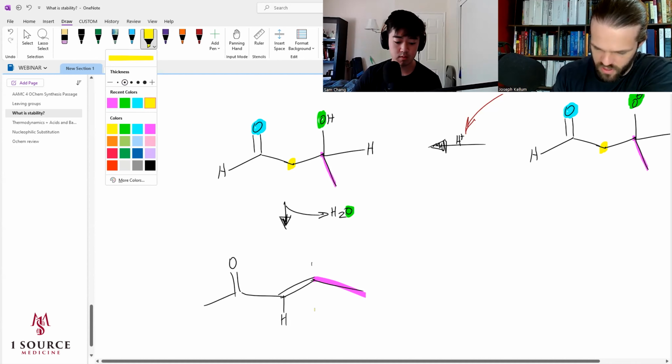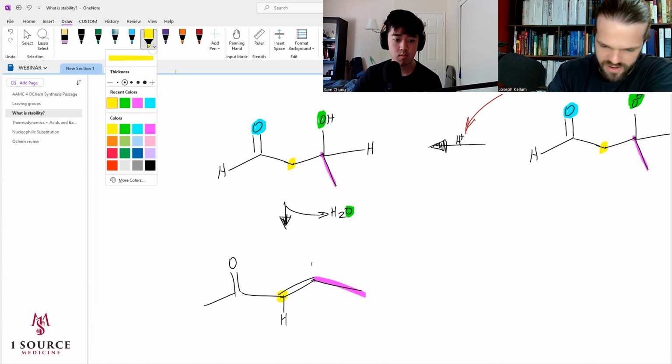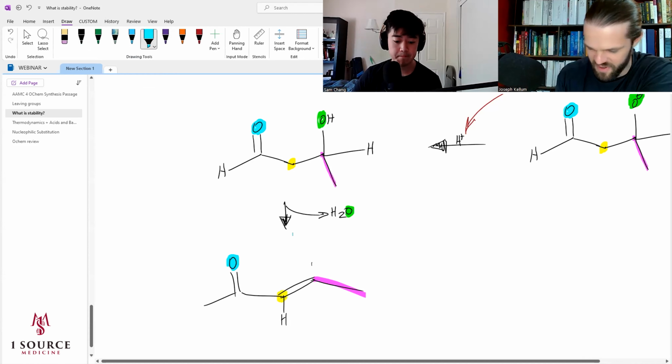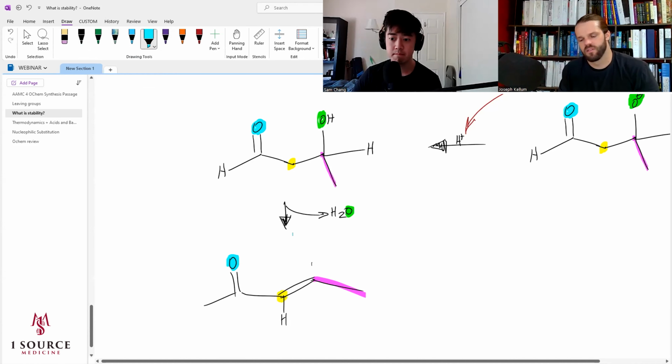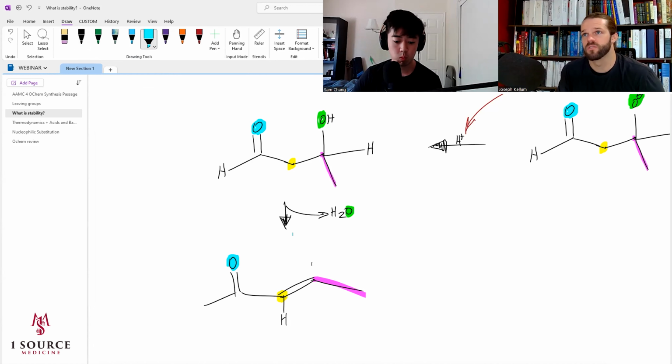Yeah, I'm just labeling all this stuff again in this one, just to make it a little clearer. So see my leaving group, water, that's where the green oxygen goes. I'm reading all the chat, by the way.